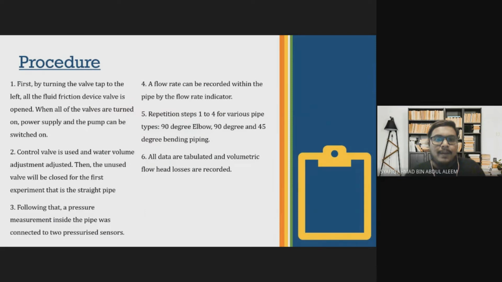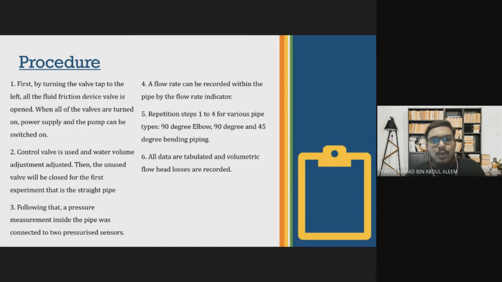Moving on into the procedure, the process begins by turning the valve tab to the left. All the fluid friction device valves are open. When all the valves are turned on, the power supply and the pump can be switched on too. Second, the control valve is used and the water volume is adjusted. Then the unused valves will be closed for the first experiment, that is the straight pipe.